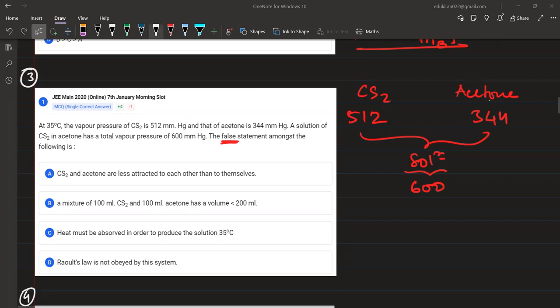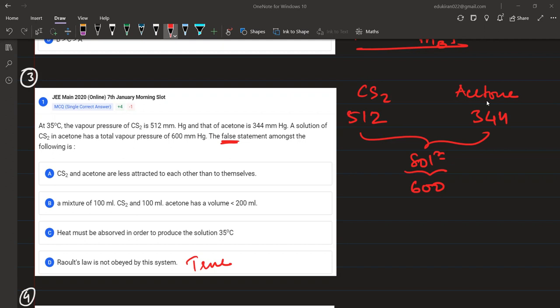Dekhiye, first of all, D is correct, hai na? D is what? It is a true statement. This is true. It is not obeying Raoult's law. If it were obeying Raoult's law, it would be somewhere in between, 512 or 344. Again, that is a true statement. See how you have to deal with this.